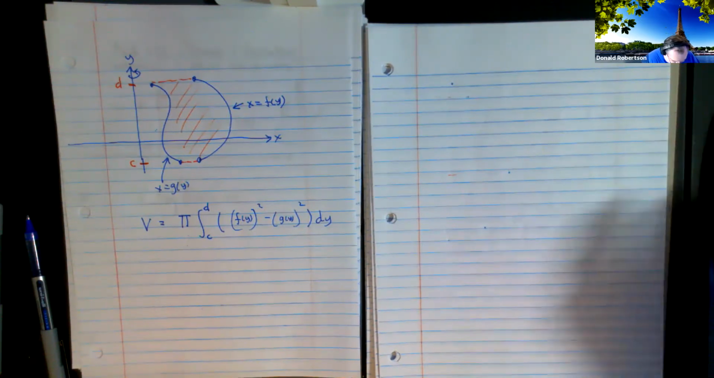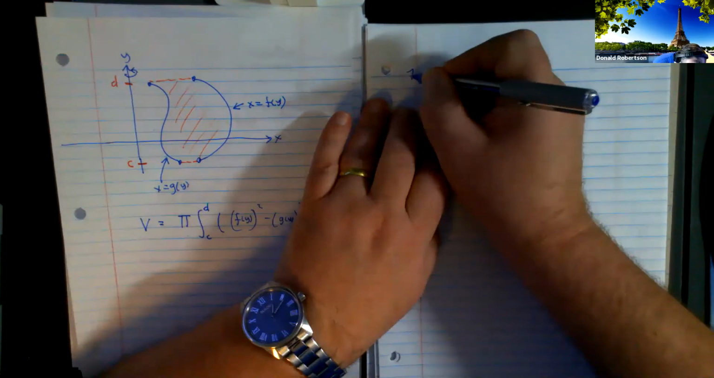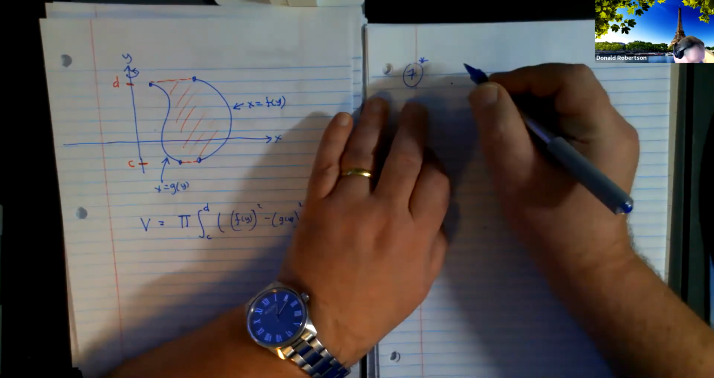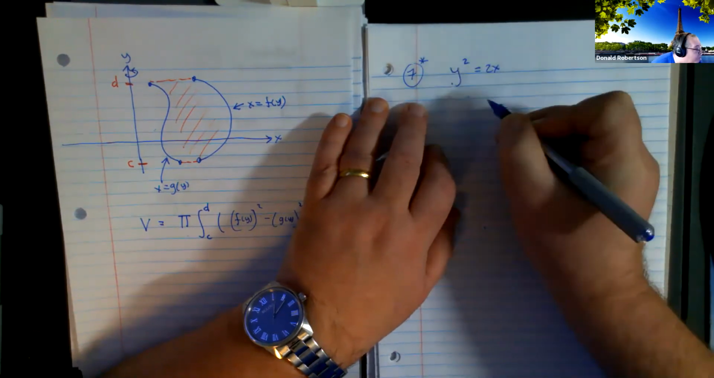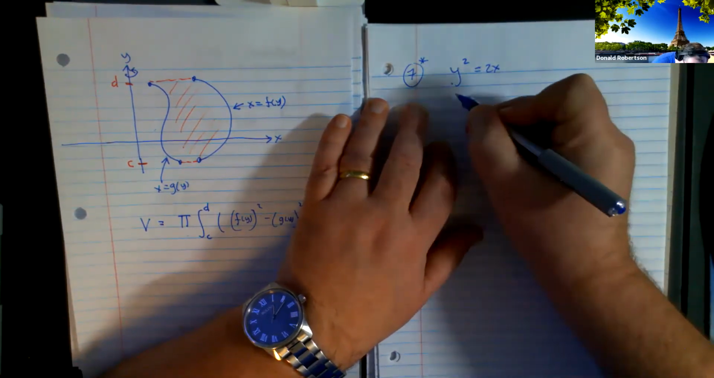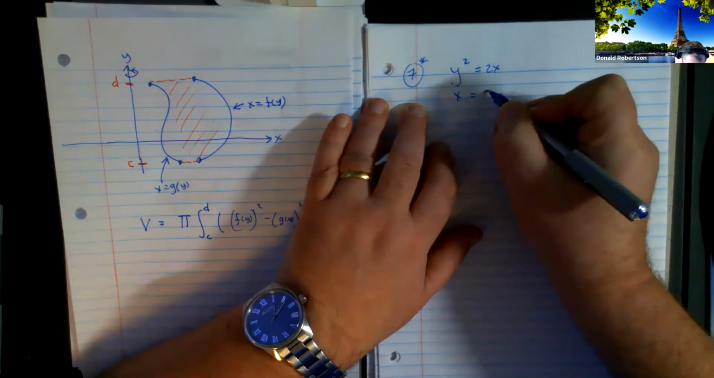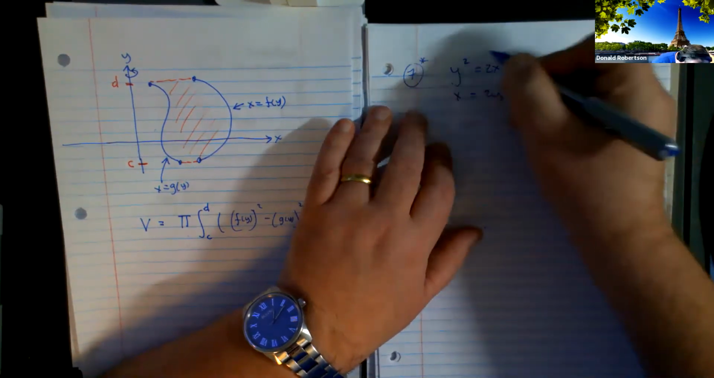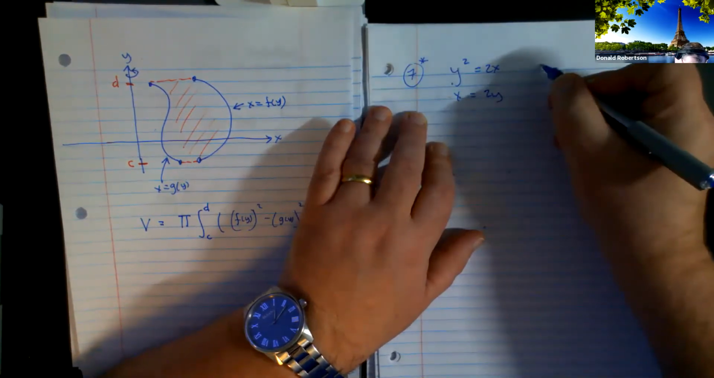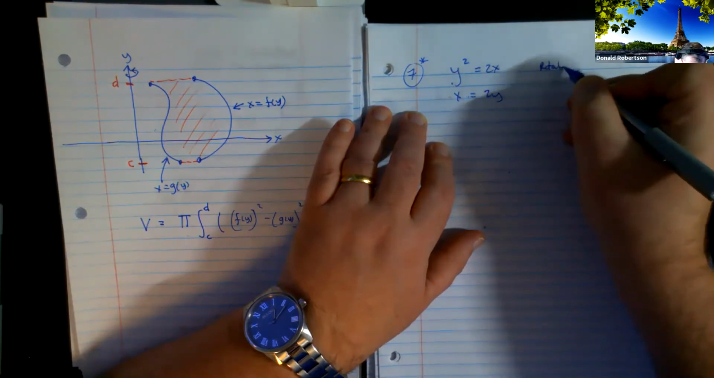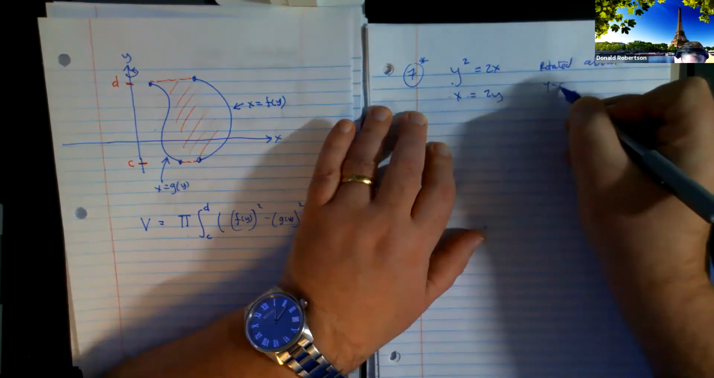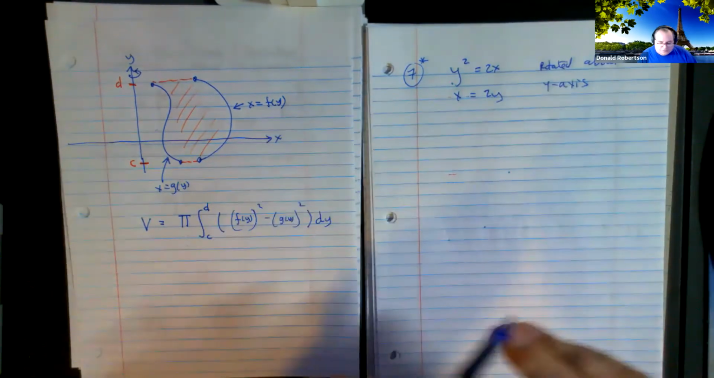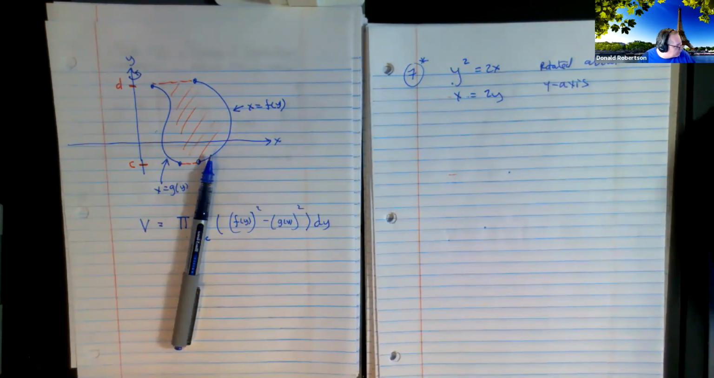Here it is. So this is question 7. And we have y squared equals 2x. That's one of our curves. And it's x equals 2y. And it's the region between them. And it's going to be rotated about the y-axis. So I'm going to move over now and use Desmos again.